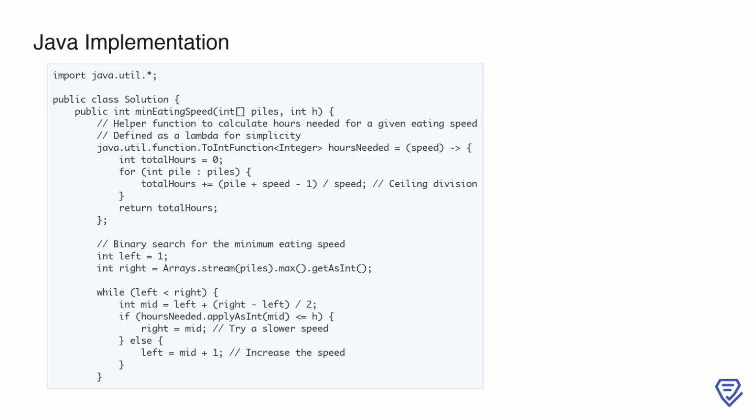Next, we set up a binary search to find the minimum eating speed. The left boundary, left, starts at 1, which is the slowest possible eating speed, and the right boundary, right, is the maximum value in the piles array, as that represents the largest pile Koko might need to eat in 1 hour if there's just 1 hour available.